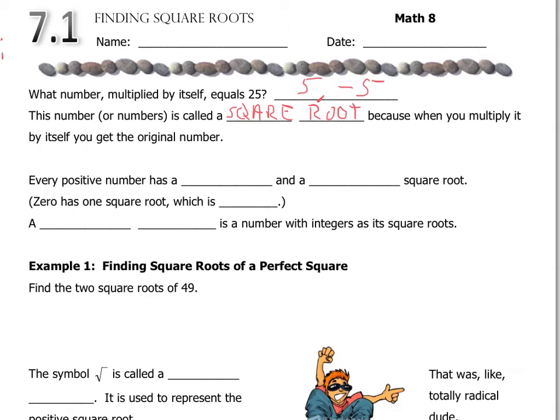So every positive number has both a positive and a negative square root, as we just showed. 0 only has 1, and it actually is itself, because 0 times 0 is 0. It's the only one because 0 is not positive or negative.